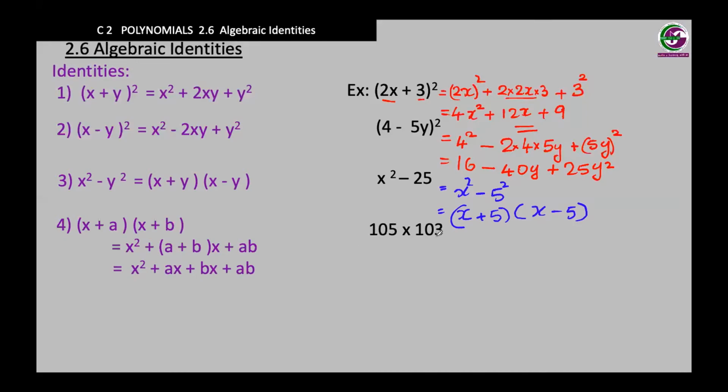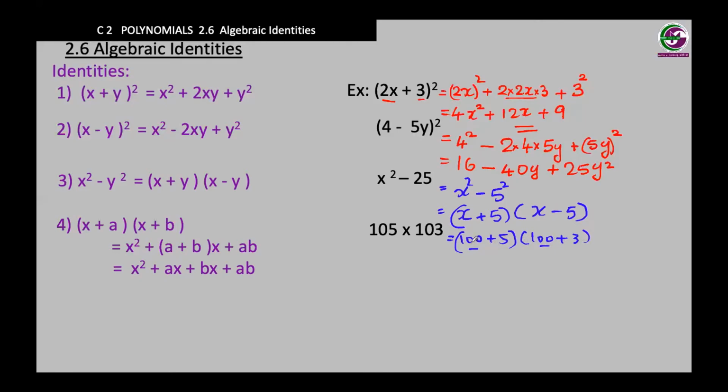105 times 103. 105 can be rewritten as 100 plus 5, and 103 can be written as 100 plus 3. First terms are the same. This is how you can understand which identity to be used. But the second term is different for the first bracket and the second bracket. They are different. So we can say x plus a times x plus b.